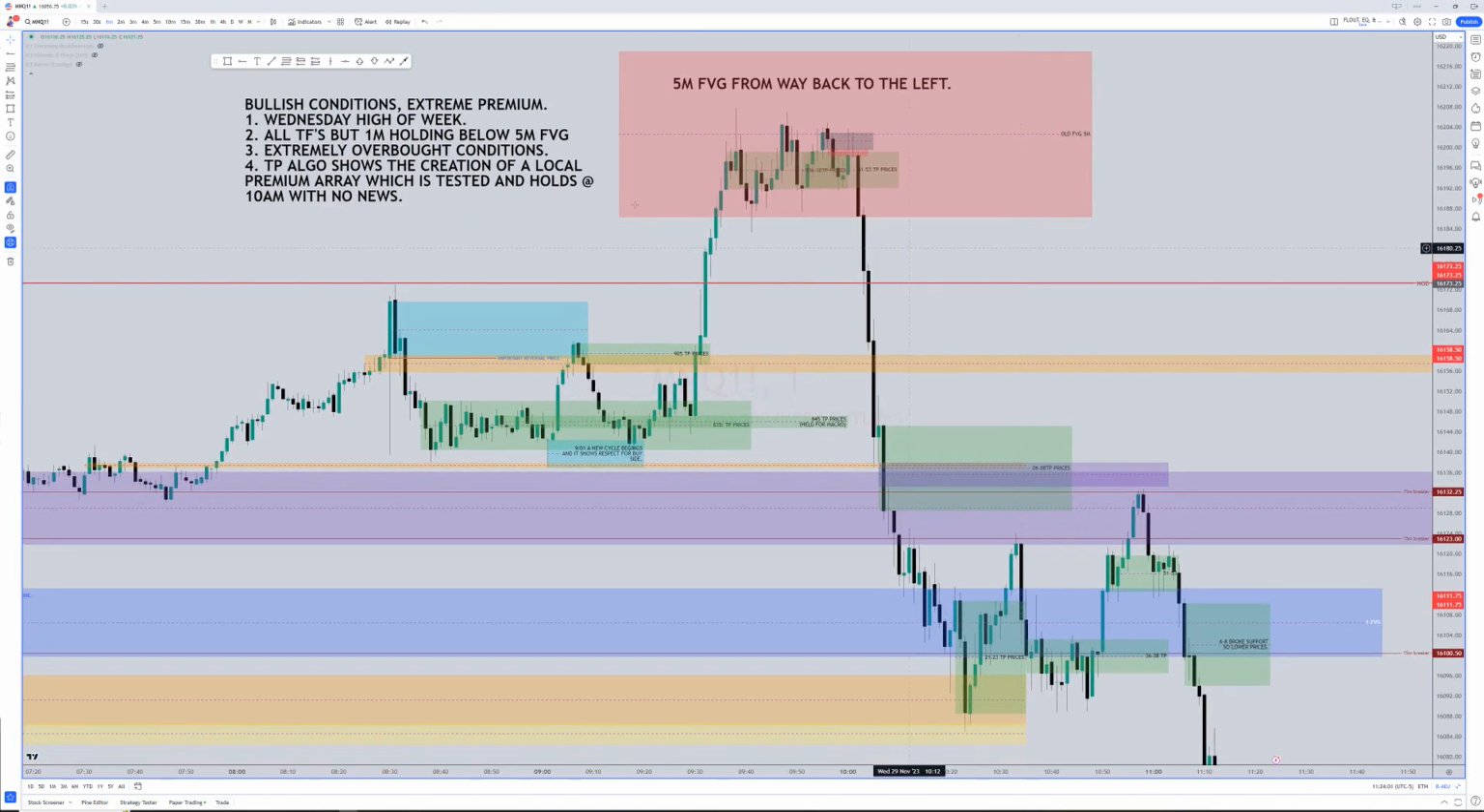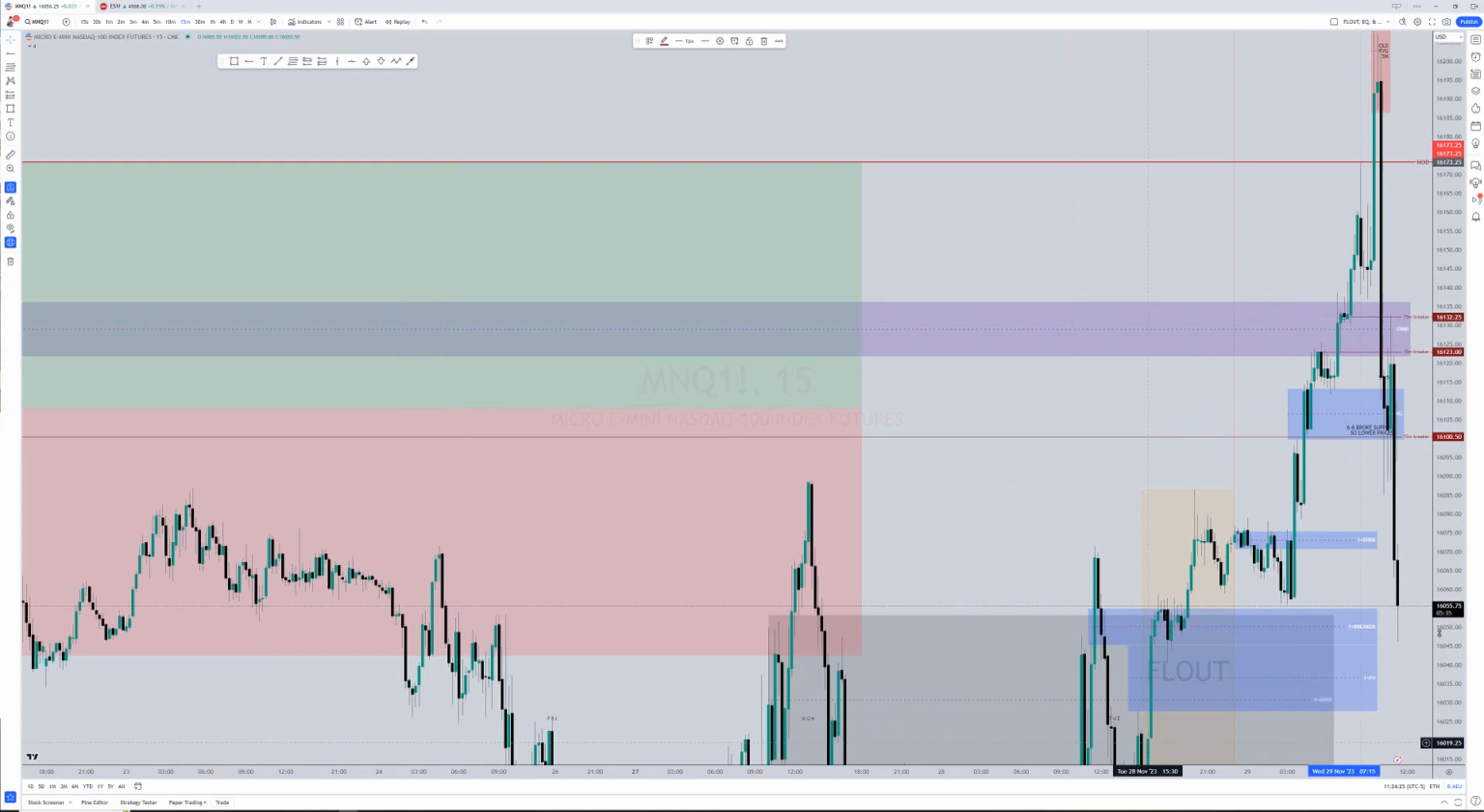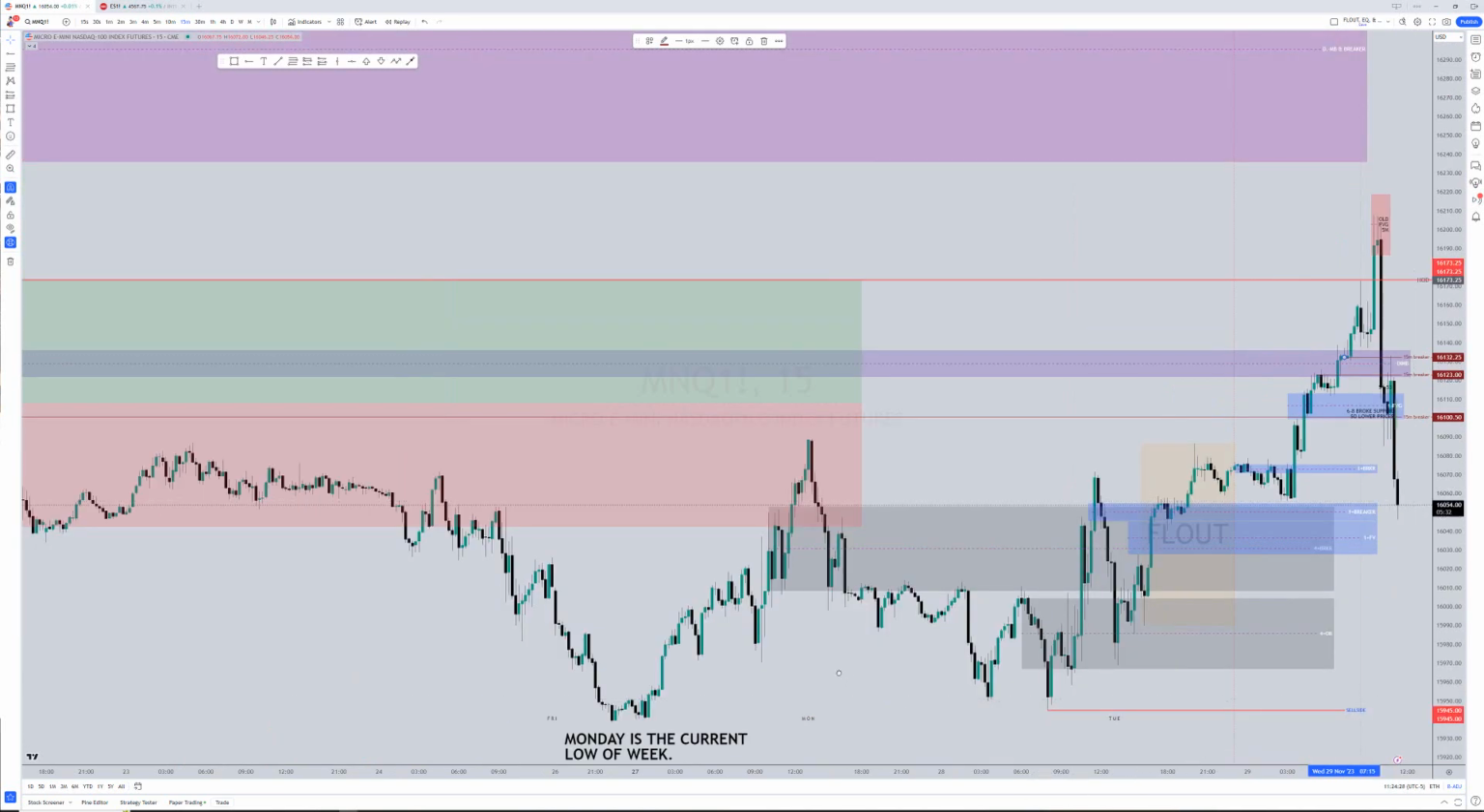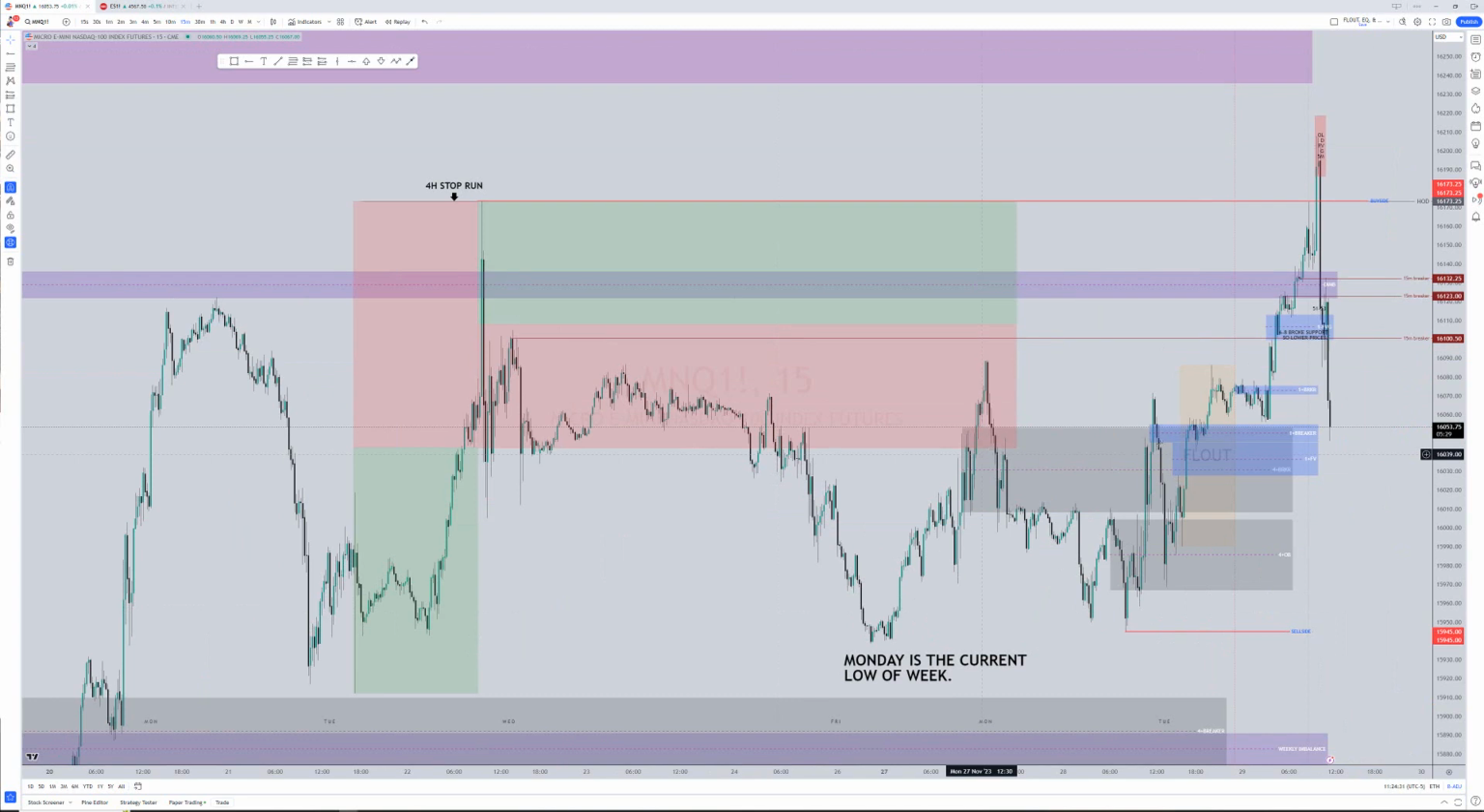So is that repeatable? What are all the steps that you had to go through? You had to know that it was bullish conditions with extreme premium. Wednesday high of week. All time frames holding below an array, but in this case, a fair value gap. It was extremely overbought. We're high in premium. Look at that on the hourly. So where are we going? We're probably going right here when we already did. So we're going to go down to this premium, right? Go down to this discount right there. And then we're going to start to bounce. At what time? 11:30, 11:45.